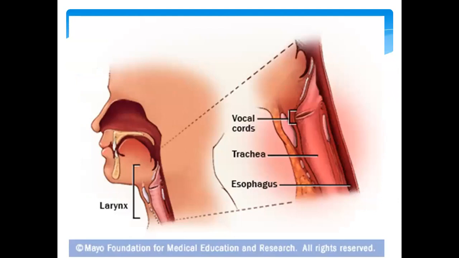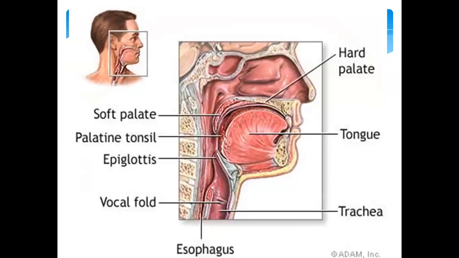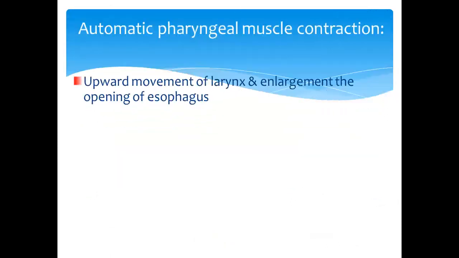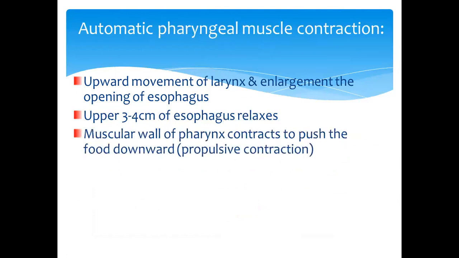So here we can see the vocal cords, trachea, esophagus, and laryngeal structures involved in deglutition. The bolus of food is moved through these parts. Upward movement of the larynx and enlargement of the opening of the esophagus occurs, and the upper 3 to 4 centimeters of the esophagus relaxes. Then the muscular wall of the pharynx contracts to push the food downward by propulsive contraction. So this stage lasts for less than 2 seconds.